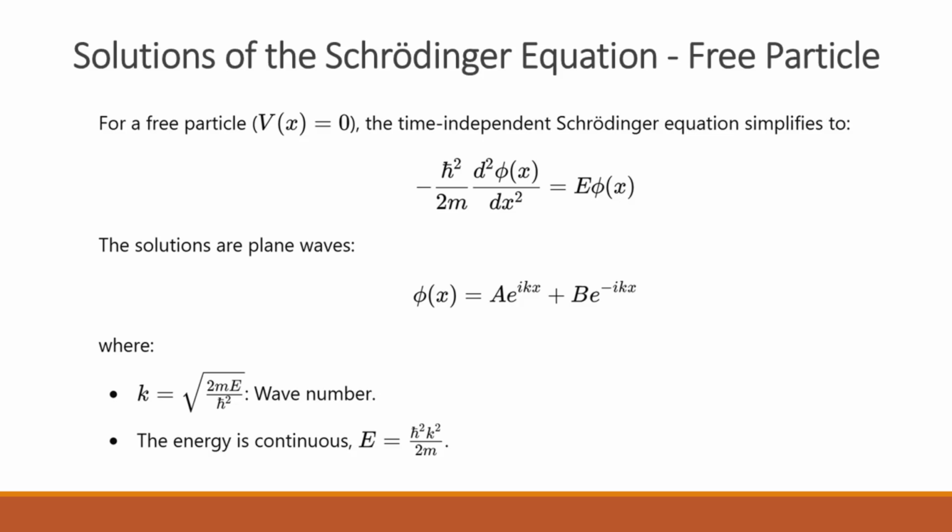The solutions to this equation are plane waves, which can be written as a combination of forward and backward traveling waves. These solutions are characterized by a wave number k, which is derived from the particle's energy and mass. The energy of a free particle is continuous and depends on the square of the wave number.